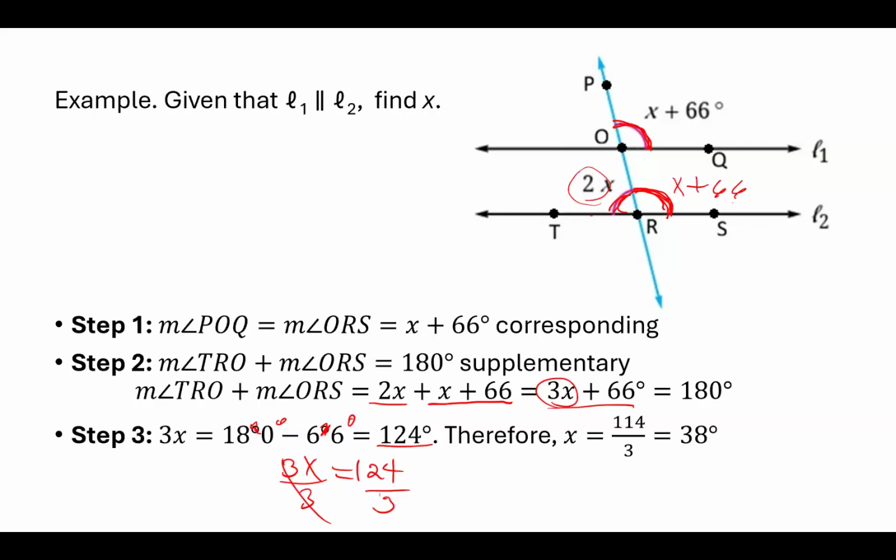And x equals, now I have a few mistakes here. This is also 114, not 144. So 180 minus 66 is 114. And when you divide by 3, this is 38. So I found the value of x, which is 38 degrees. Now, if I wanted to find what these angles measure, then I would substitute the x into 2x and x plus 66.